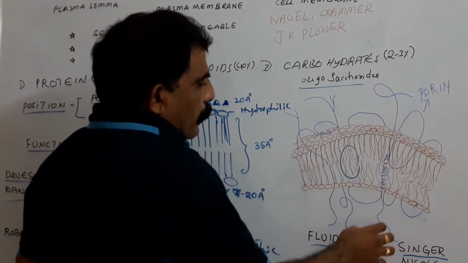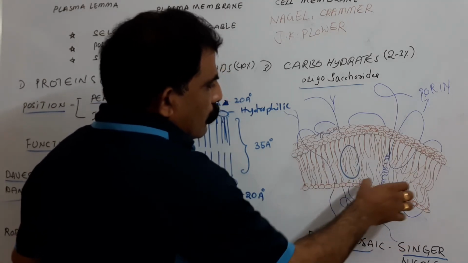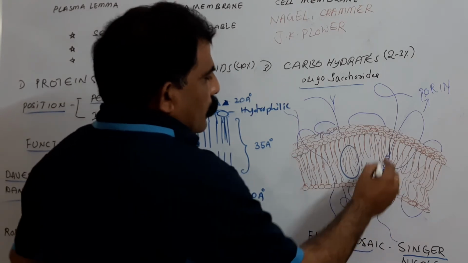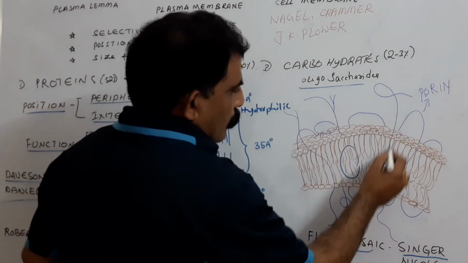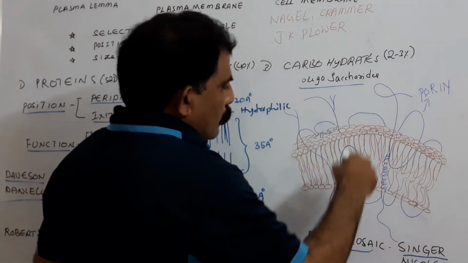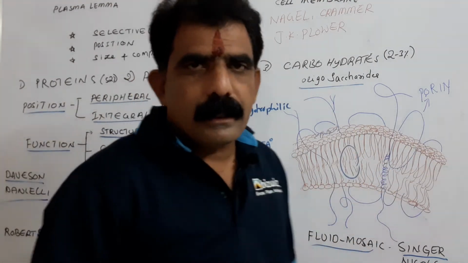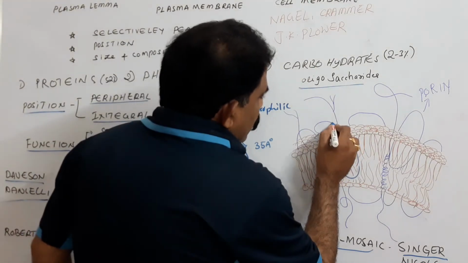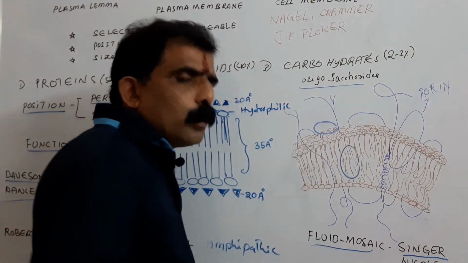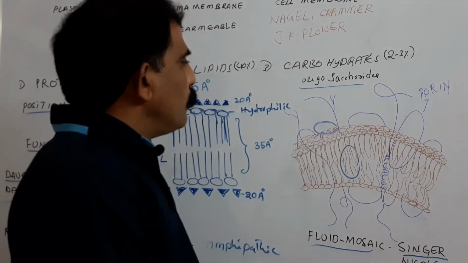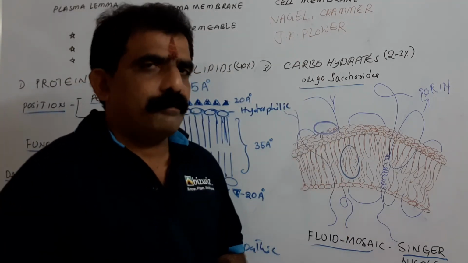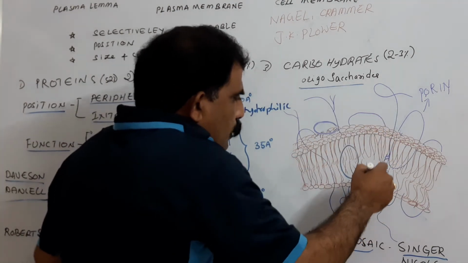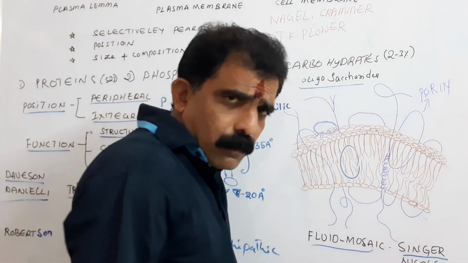This is the bilipid layer. These are the heads, these are the tails, and again here the heads. These are the oligosaccharides, and these are the proteins. Various proteins like peripheral proteins and integral proteins are present. This protein is a peripheral protein, which is loosely associated on the surface of the bilipid layer. Take this protein: it traverses the entire length of the plasma membrane.